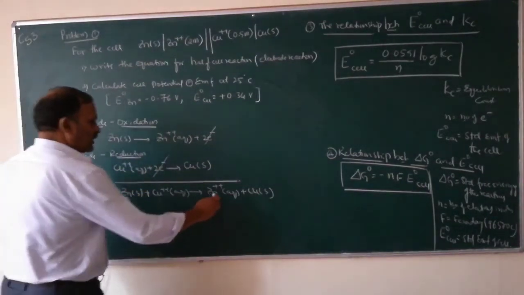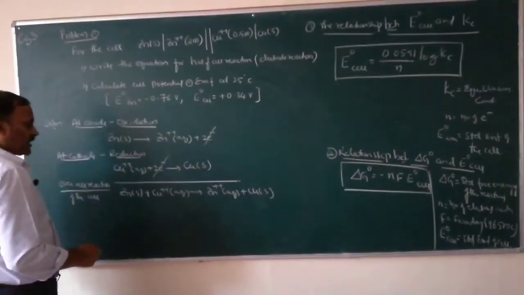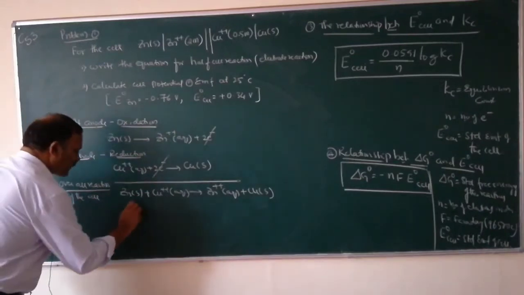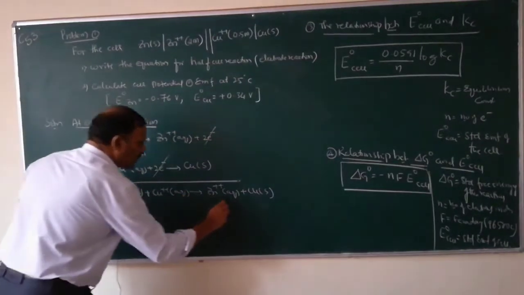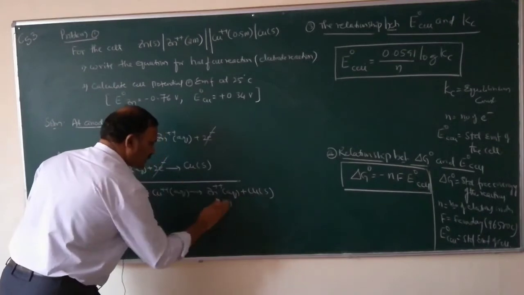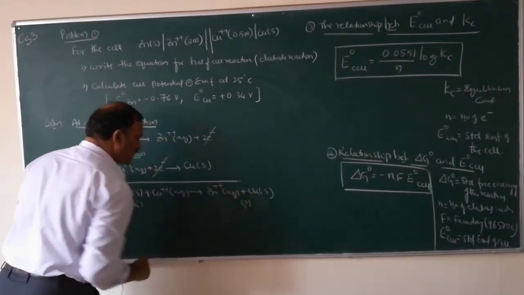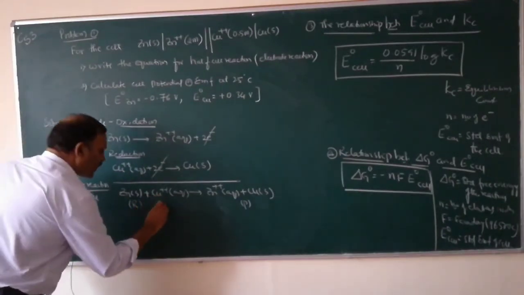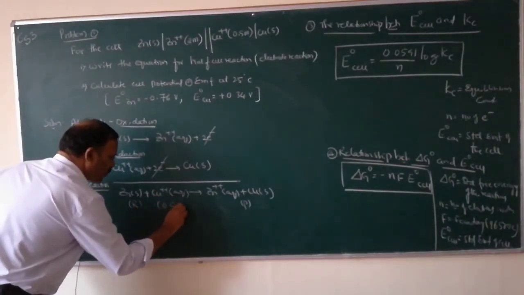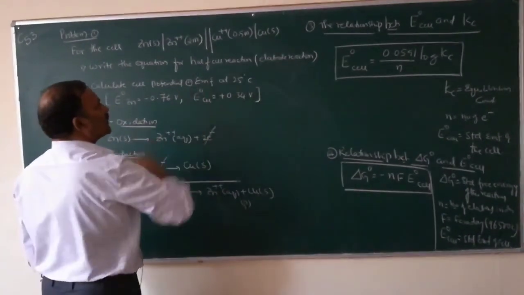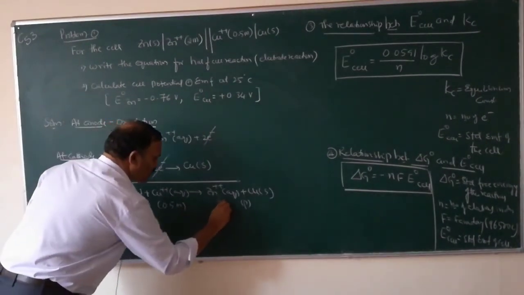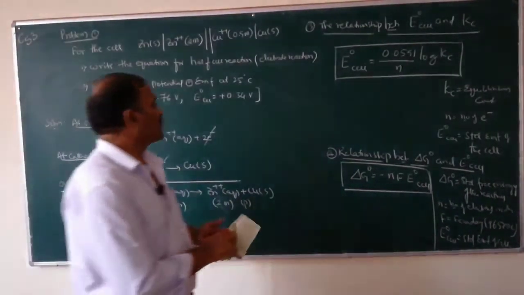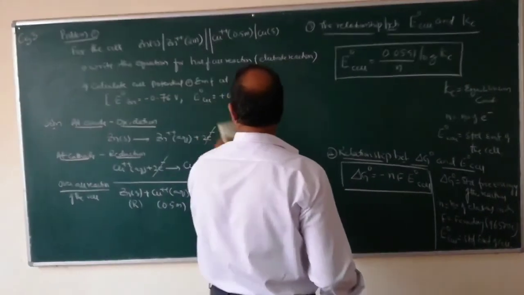In this overall reaction, the left side substances are called reactants and the right side substances are called products. What is the concentration of copper ions given? Copper ions is 0.5 moles. The concentration of zinc ions is 2 moles. So this is the answer for question number 1.